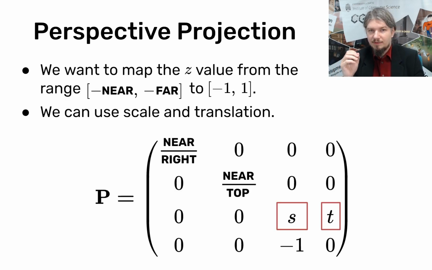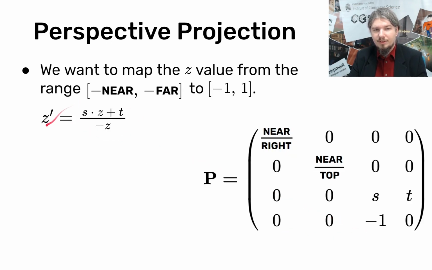Thus we want to actually transform the z such that the result would be mapped from the range minus near to minus far to minus 1 to 1. So all the z's that are between minus near and far will get mapped to minus 1 and 1. For that we can use some scale and some translation. If you write out the equation for what is happening with z, then we see that it's the scale factor times z plus the translation factor divided by minus z. And that would be our transformed z.